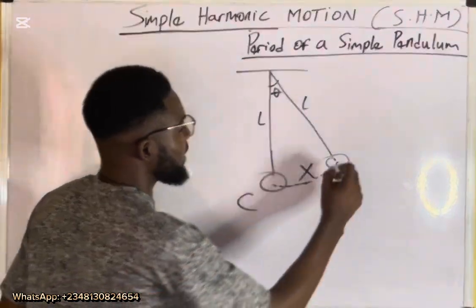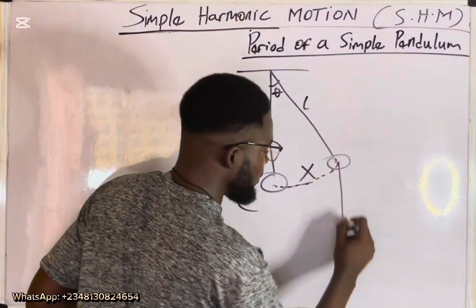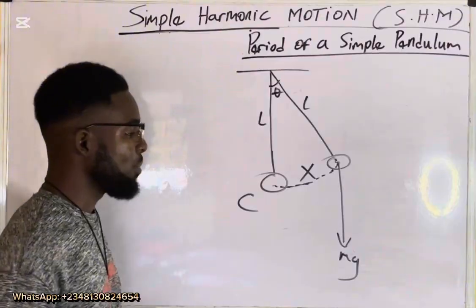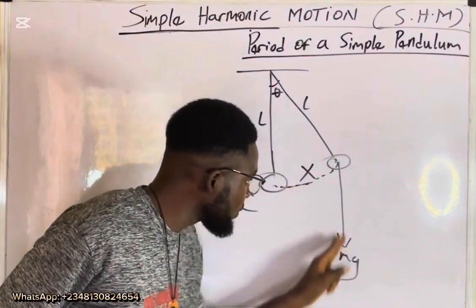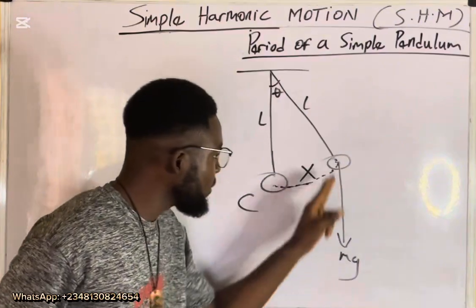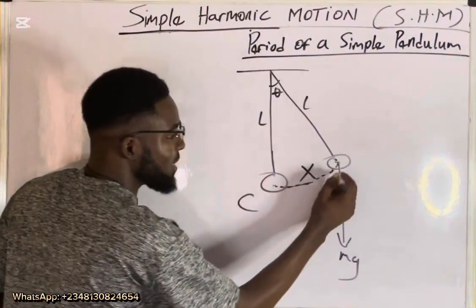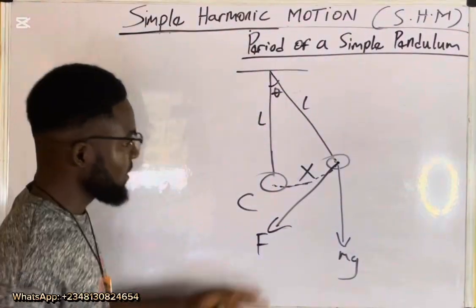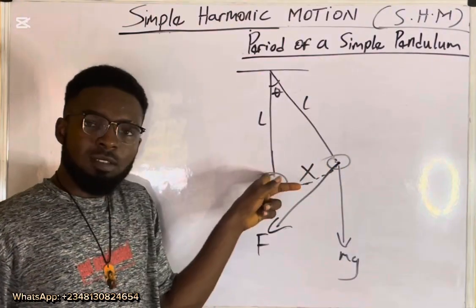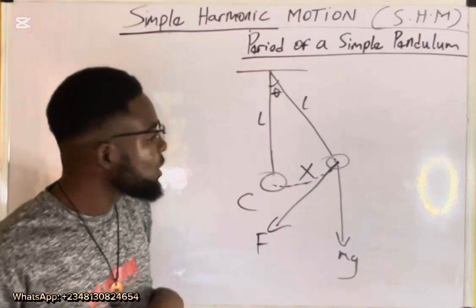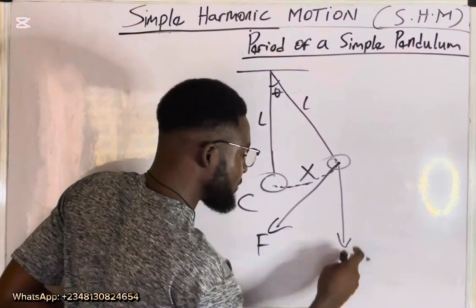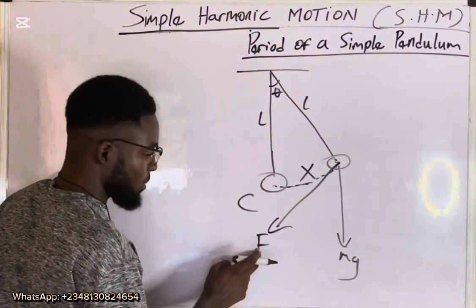Now, the force taking it downward is mg, the weight of the bob. This is the resultant force. If this is the resultant force, we are going to resolve it to the restoring force, the force taking it to the center of oscillation.